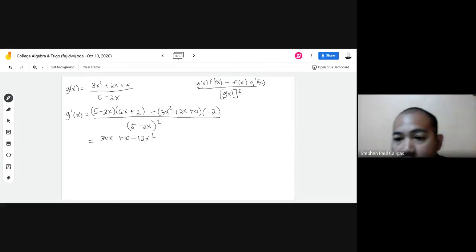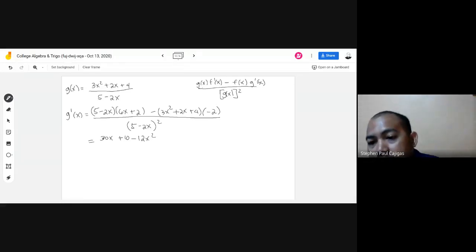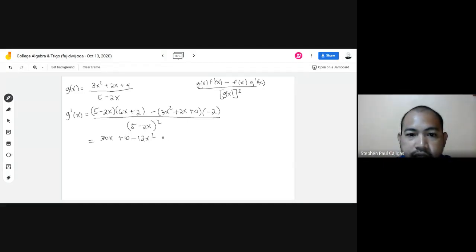Then minus 6x squared minus 4x minus 8. Let's simplify directly. So minus, then we distribute, so it becomes plus. So it becomes plus 6x squared plus 4x plus 8, all over (5 minus 2x) squared.